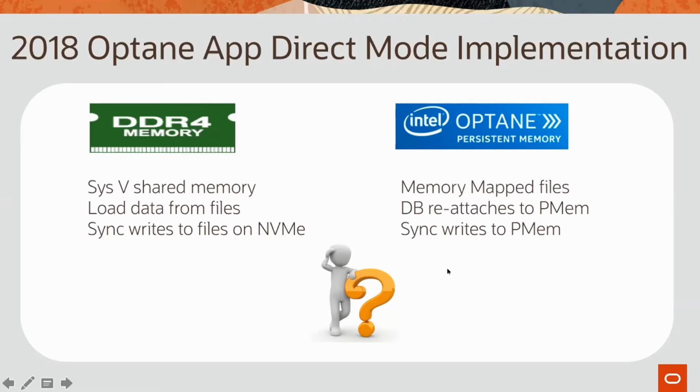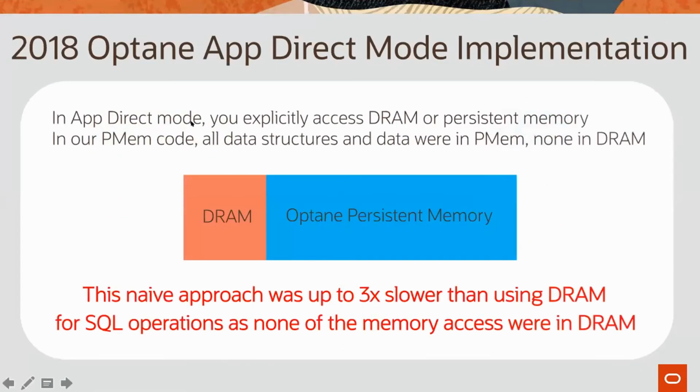So this is a very high-level view of what we did, but the point was it worked, but it wasn't perfect. In app direct mode, you need to explicitly write to the DRAM or write to the persistent memory. The compromise we made to get something working in 2 months was we took all of our data structures and we threw them in PMem. So that made it simple, but the cost was it was slow. Instead of just dealing with transient data structures in DRAM and the things that you want to be persistent in persistent memory, we threw everything into persistent memory.